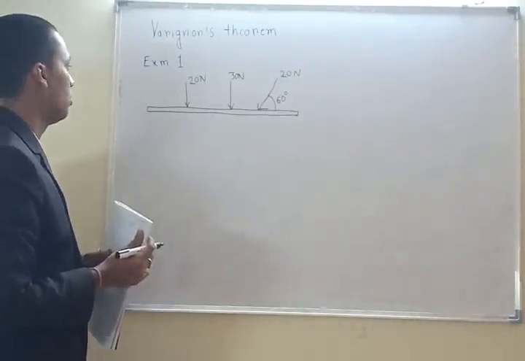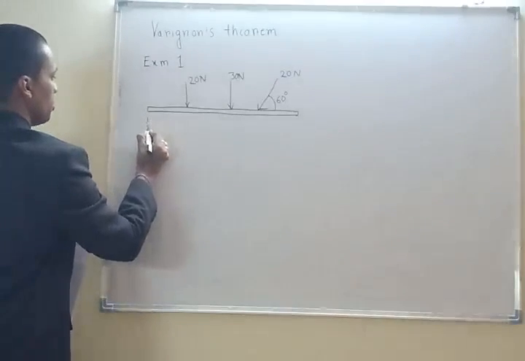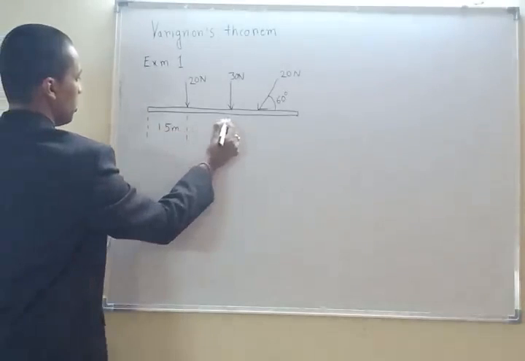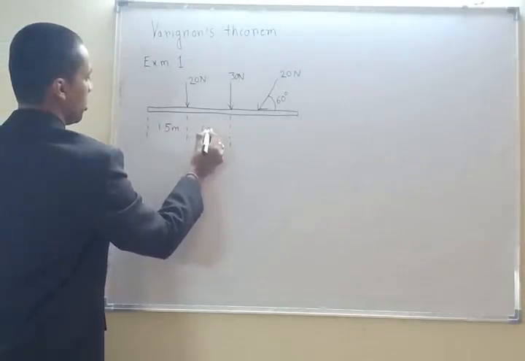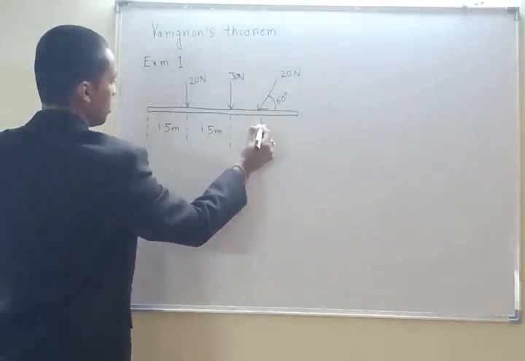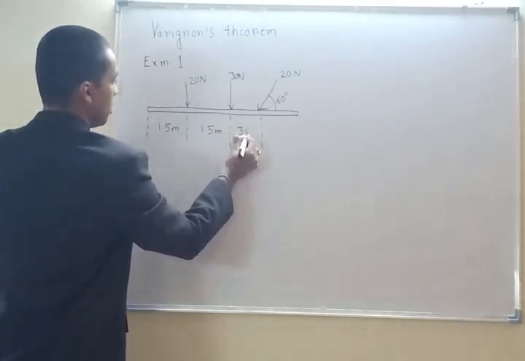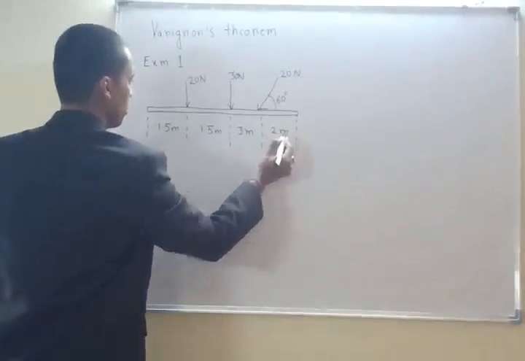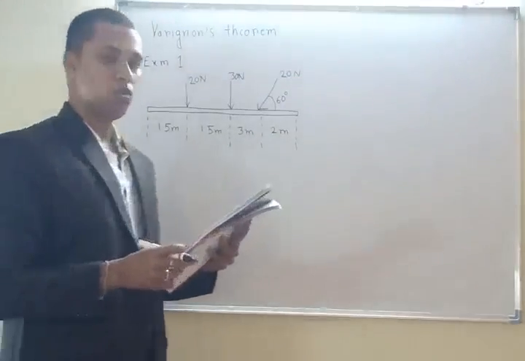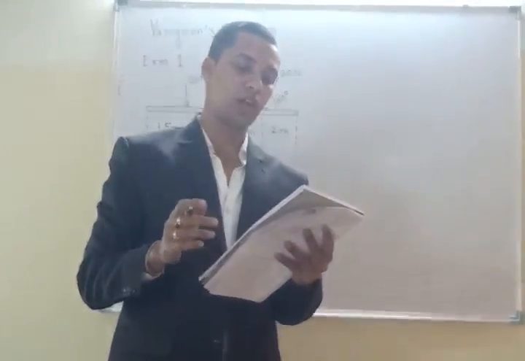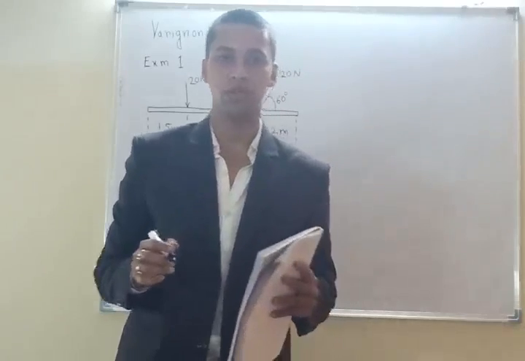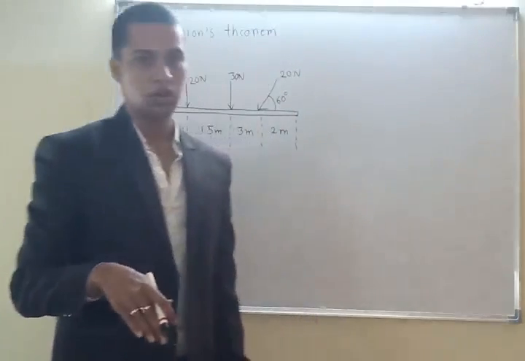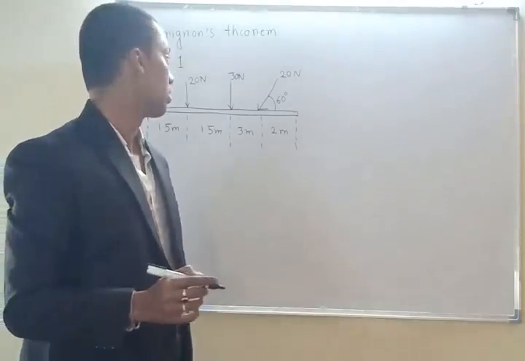Now he has given this distance as 1.5 meter, this distance 1.5 meter, this distance 3 meter, and this distance 2 meter. He has asked for the magnitude, direction and location of the resultant. So far we have seen magnitude and direction. In this question we will see the location of the resultant by using Varignon's theorem.